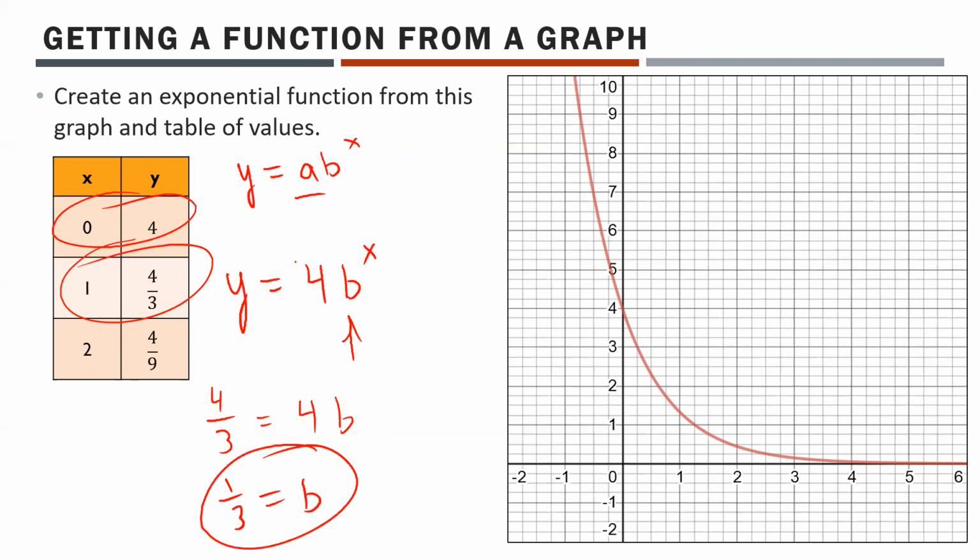We now have everything we need, right? We're good. So in other words, to finish this question off, I'll just do it up here in the top right-hand corner. Y is equal to 4 times 1/3 to the power of x. That would be your exponential function. You have your a value and you have your b value, and x is up here in the exponent.